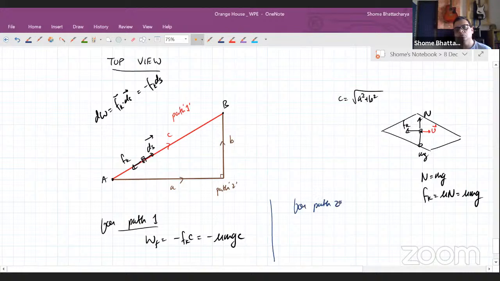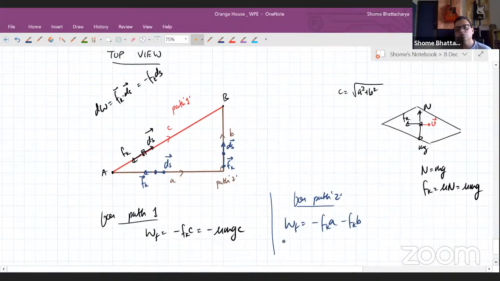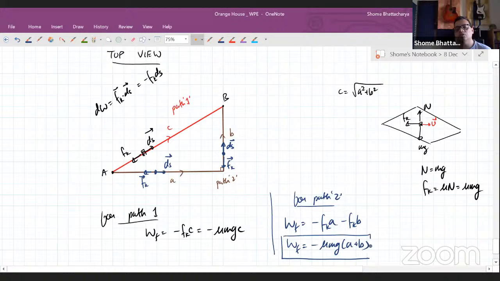But for the second path, path 2, when the particle is going in this direction, the kinetic friction acting is like this. Later, when it's going in this direction, the kinetic friction changes direction and becomes like this. So it's not a constant force, as you can see, it changes direction. So for path 2, the work done by friction from A to this point is minus kinetic friction into small a, and from here to here, the work done is again minus kinetic friction into b. So the total work done by friction in the second path is minus mu mg into (a plus b). Now you can see that this is not equal to this.